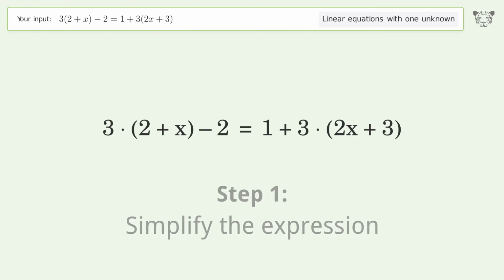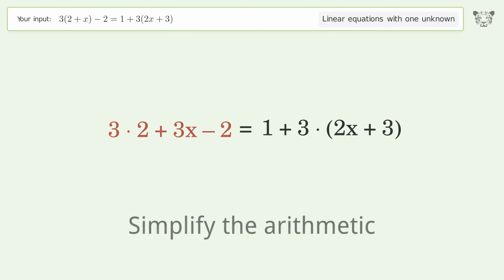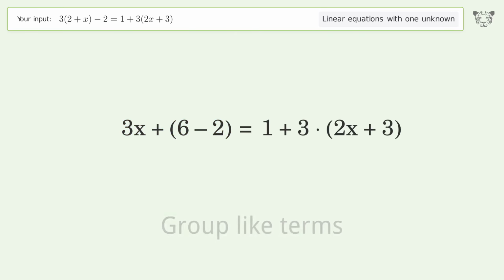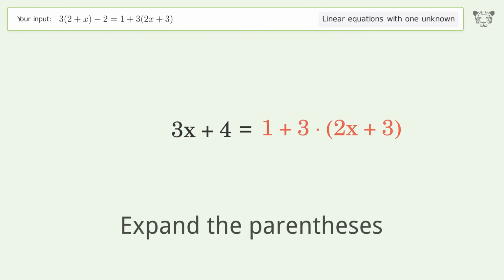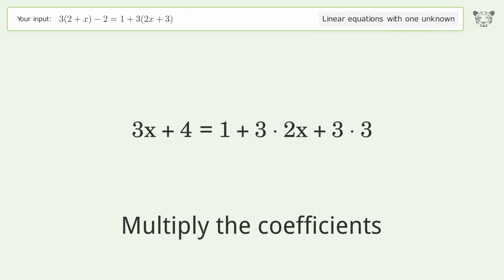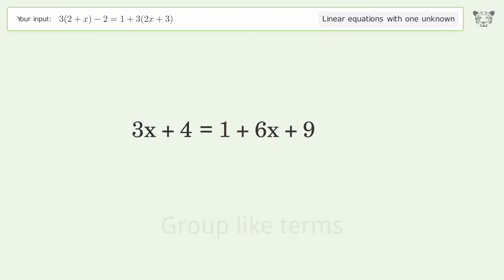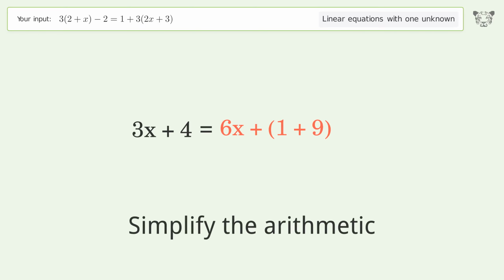Simplify the expression. Expand the parentheses. Simplify the arithmetic. Group like terms. Simplify the arithmetic. Expand the parentheses. Multiply the coefficients. Simplify the arithmetic. Group like terms. Simplify the arithmetic.